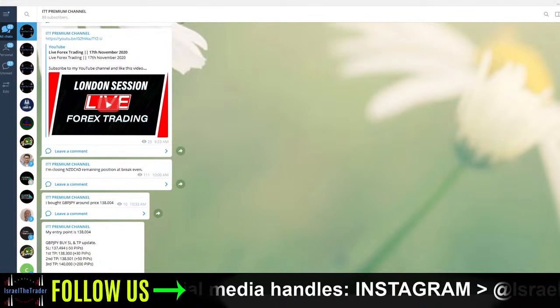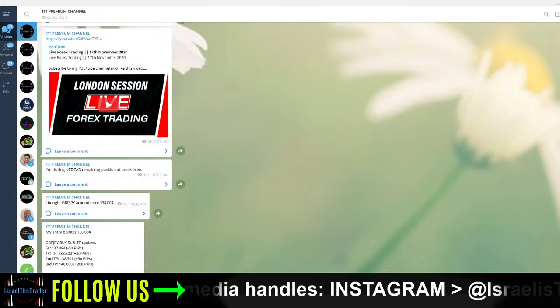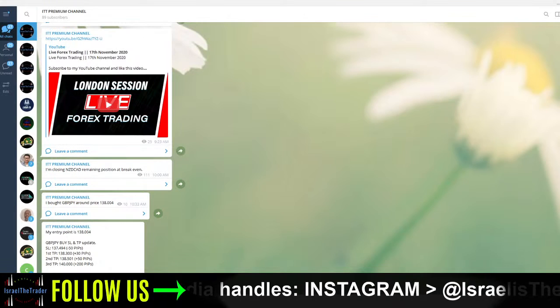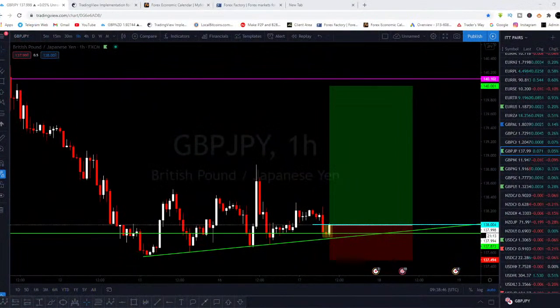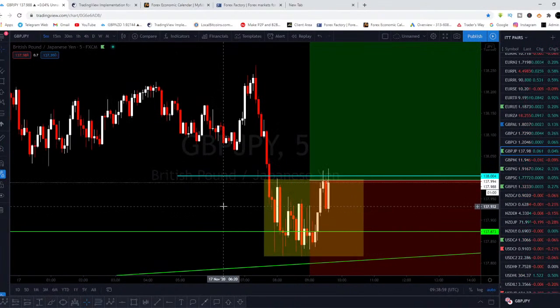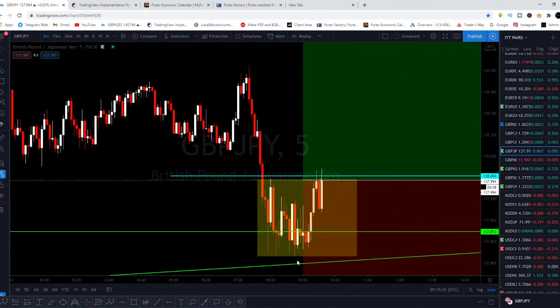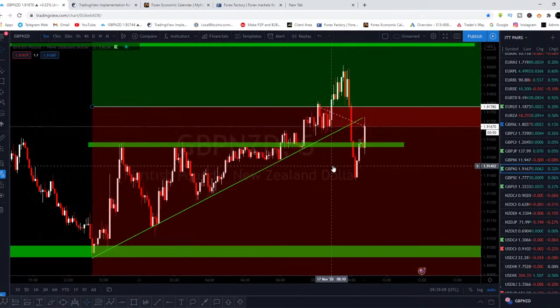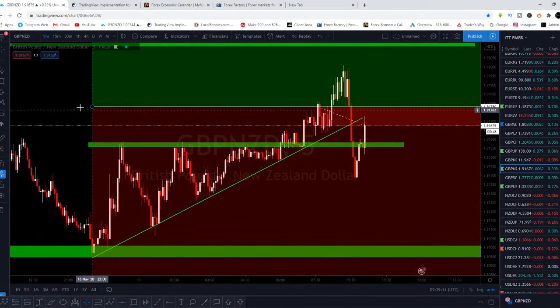And I update them there. Let me check the chart. So you guys can see it's trying to push to the upside. Let's see what happens. And let me check GBP/USD. Oh yeah, GBP/USD is trying to go back up again.